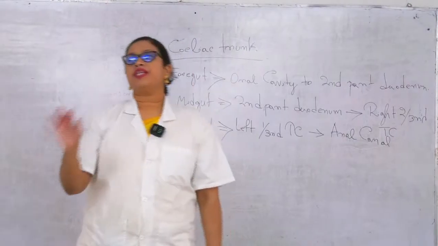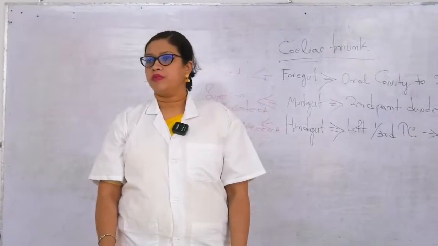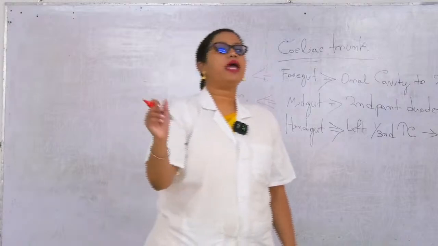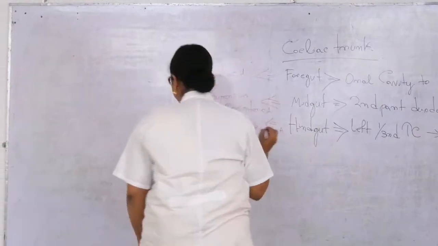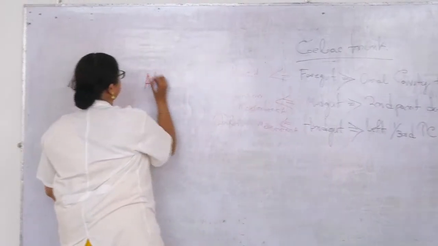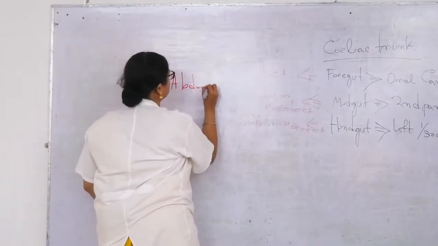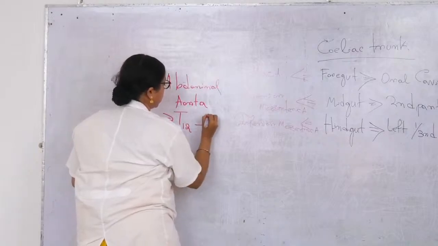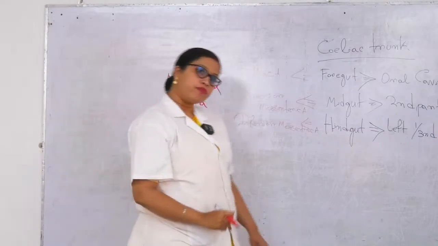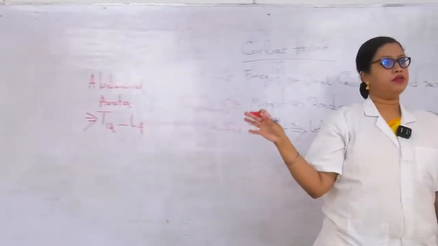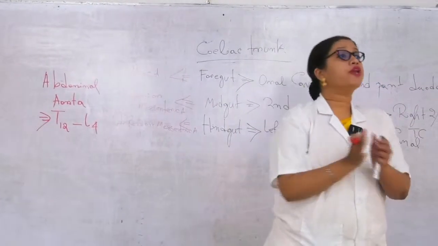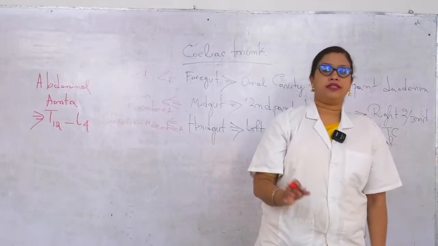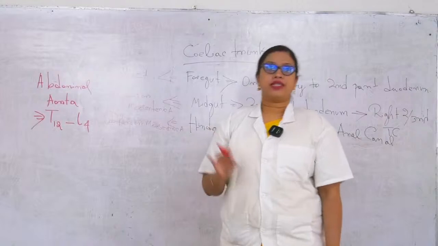So now the next question is, what is the vertebral level? At first I asked what is the extension of the abdominal aorta. Write it down. If you say abdominal aorta, where is the extension? T12 to L4, not L5. L4 is where it will complete. At L4 it will bifurcate into two common iliac arteries. So this is the bifurcation, this is the vertebral level.